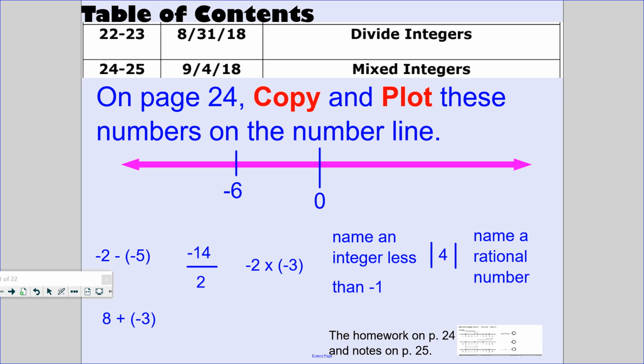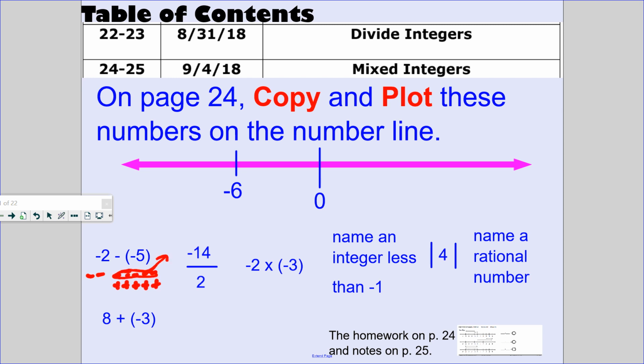So let's start, I guess we can do it in order. Let's start with the first one. You have -2. Can I take away -5 from this without changing its value? No, so I need to draw 5 zero pairs. Take away -5. So -2 plus 5 equals 3. So 3 would go here.